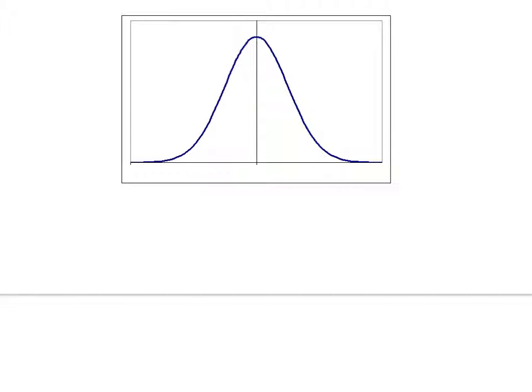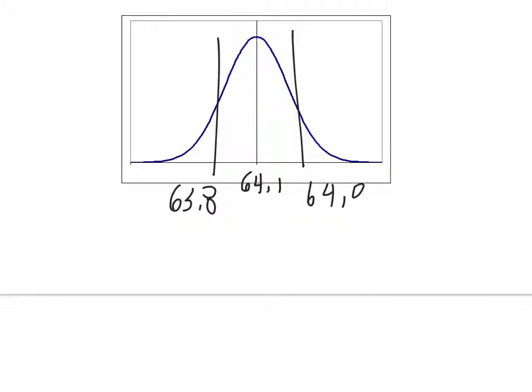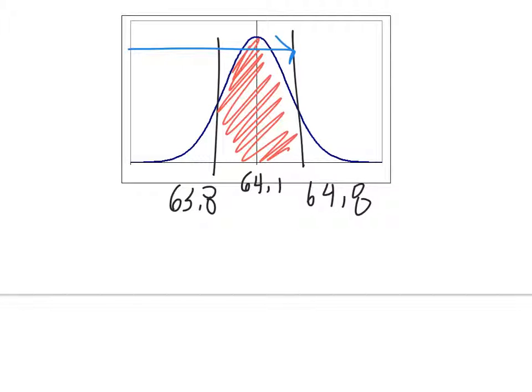So let's draw what I know. I know I have 64.1 is my mean. I'm looking at between 63.8, it'd be to the left because it's lower, and then 64.8, which would be to the right because it's higher. So this is the probability that I'm looking for. All right, let's think about this. If I could find this probability, the upper, and then find the lower probability, if I subtracted those two values, it would give me the in-between. So that's what I'm going to do.